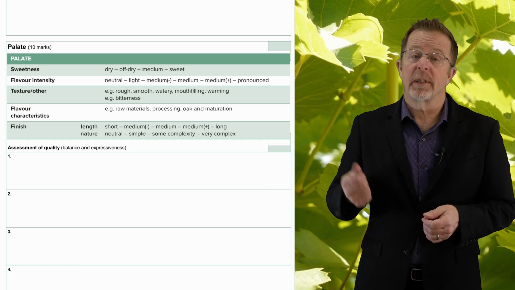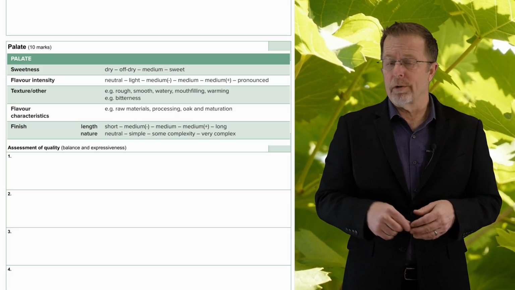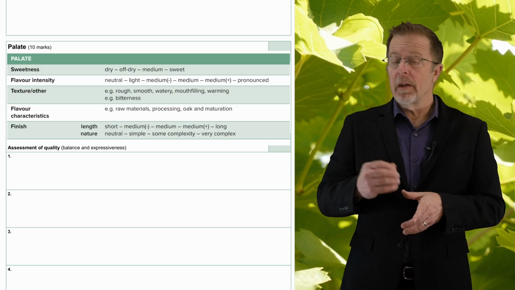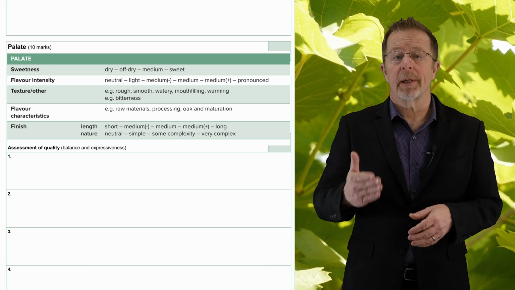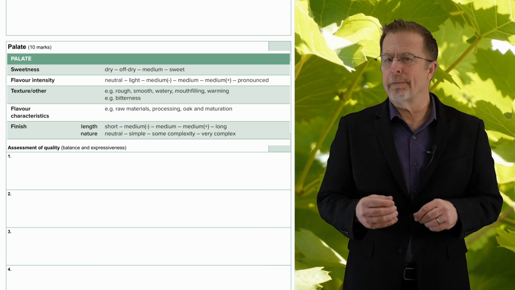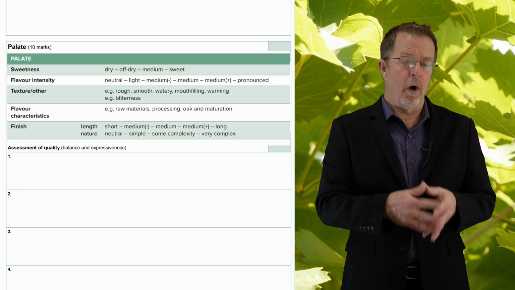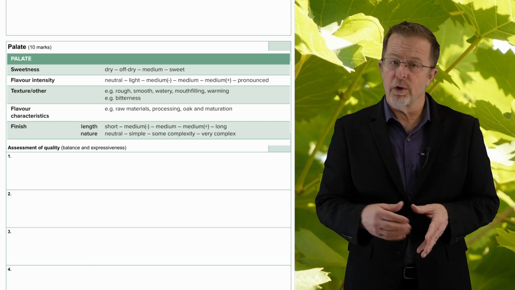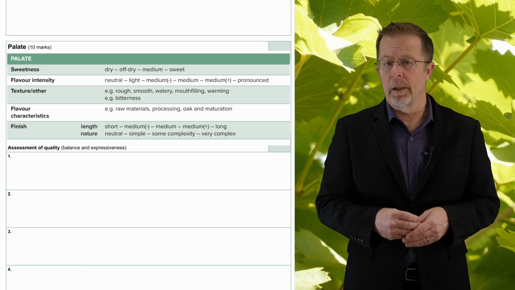Then we have our flavor intensity, which is marked exactly like aroma intensity. You just need to pick 1 term from that hyphenated scale. Then we move on to flavor characteristics, which operates exactly like aroma characteristics. There are generally 4 marks available here, allocated across the flavor sources: raw material, processing, oak. Just like on the nose, if you miss a source group, you forfeit that allocated mark.